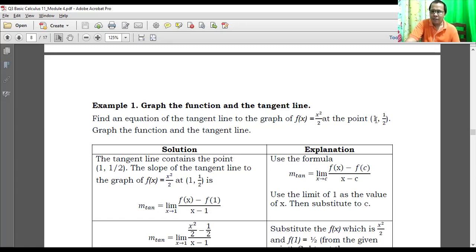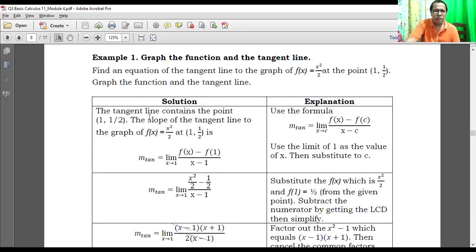FC. So, nya mo ni siya si C, katong 1, katong ganina, no? And mo ni imong function of x. So, mo ni, no? So, the tangent line contains the point 1 and 1/2. So, na siya point nga mo ni siya ang katong point P nimo sa tangent line. And then the slope of the tangent line to the graph, no? The slope of the tangent line to the graph. So, mo ning mong function x squared. So, pasabot dili siya linear function. It is quadratic function. It could be circle, pwede po siya parabola, no? And then at point 1 and 1/2.